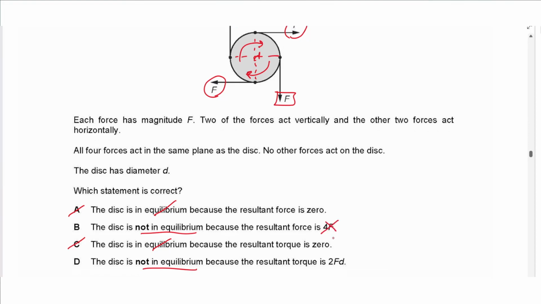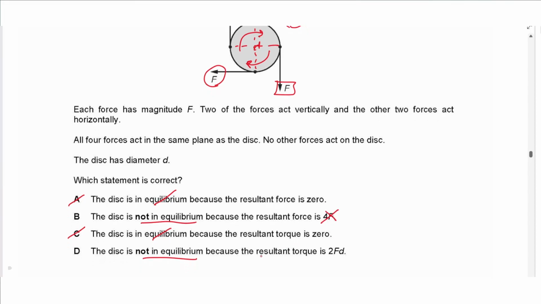So the resultant is not 4F, it is 0. The resultant torque is 2FD, yes, because we calculate torque as the magnitude of one of the forces multiplied by the perpendicular distance, and we have two of them, two couples, so two torques. So we multiply that by 2, giving the answer 2FD, so we choose D.